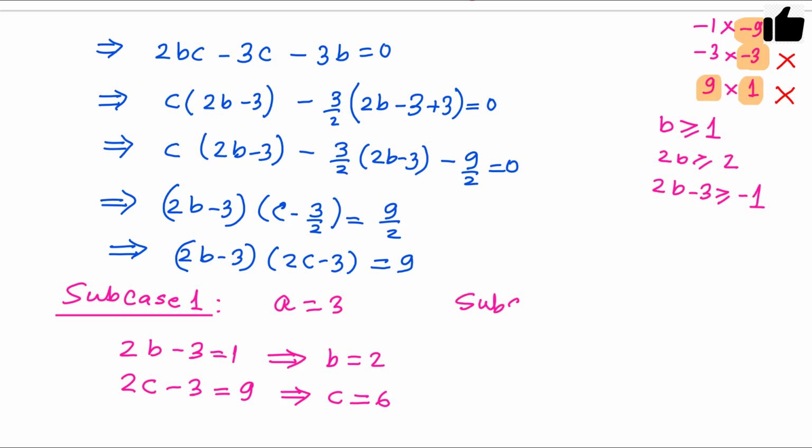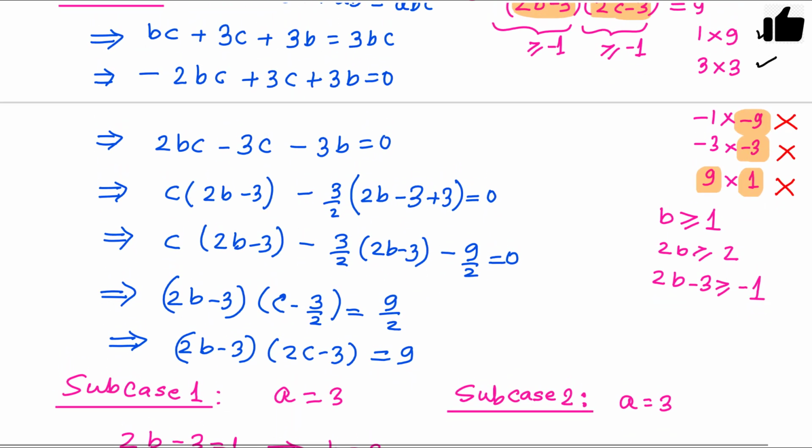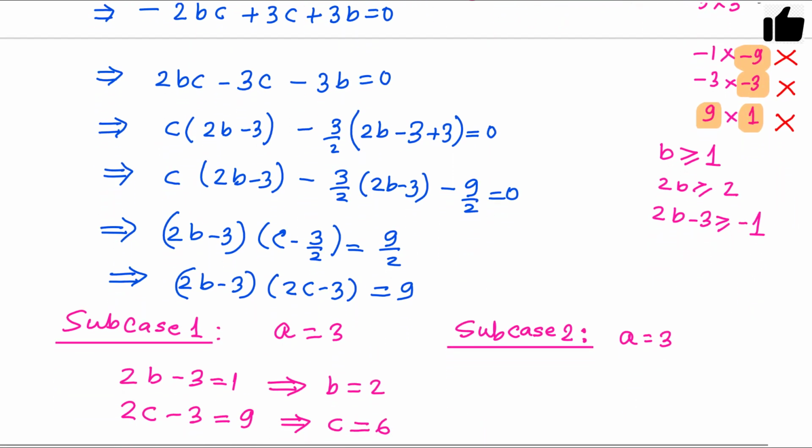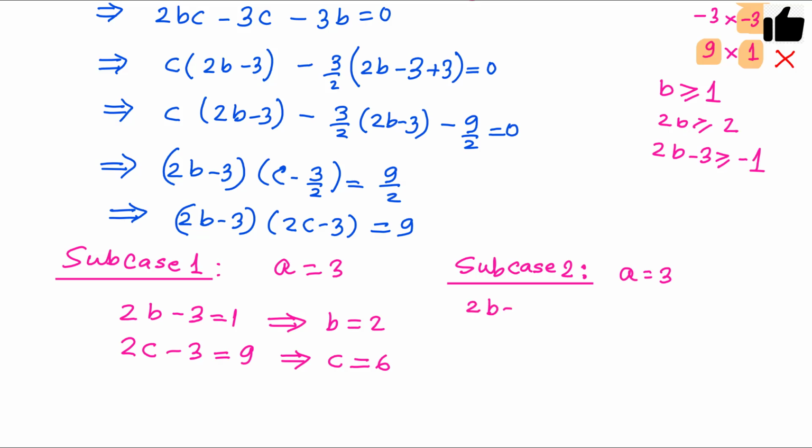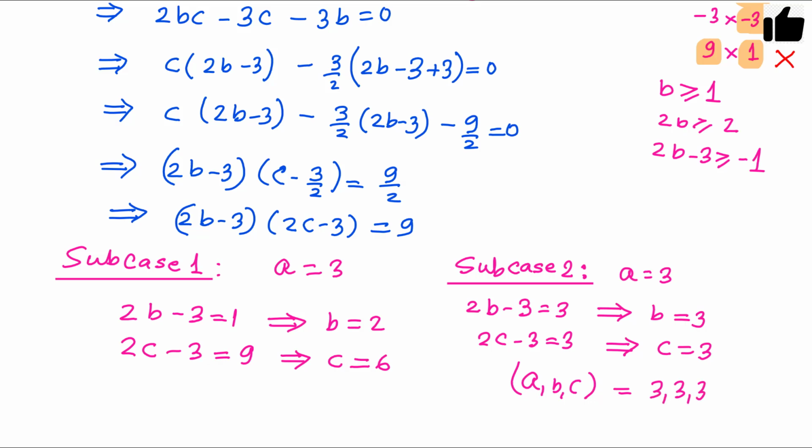Now similarly you can have subcase 2, because we already know A is equal to 3. So in this case we will have 3 and 3. So 2B minus 3 is equal to 3 and 2C minus 3 is equal to 3. So from here we will have B is equal to 6 by 2, that is B is equal to 3, and C is also equal to 3. So the solution is A, B, C equal to 3, 3, 3.